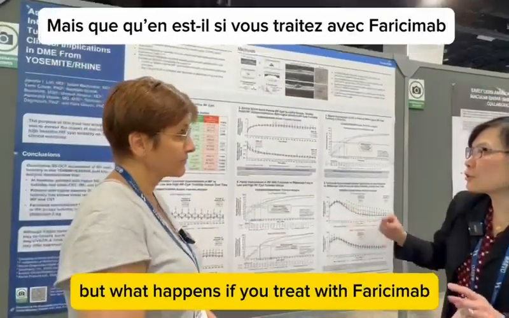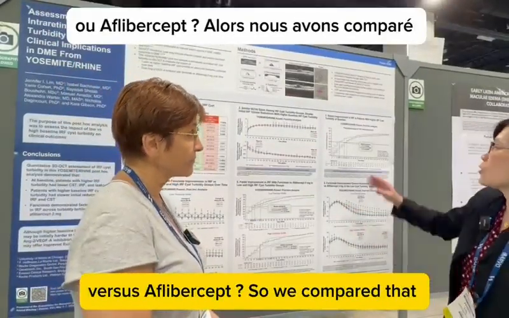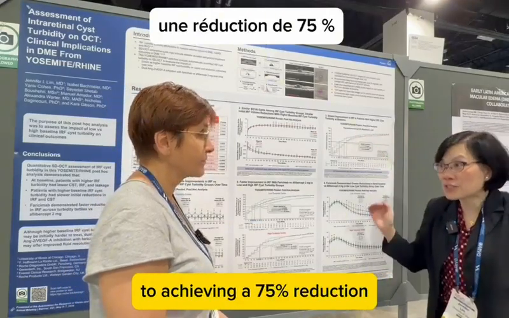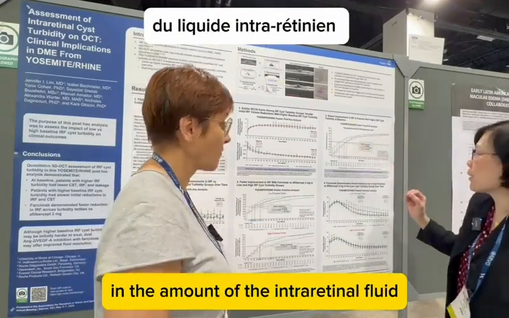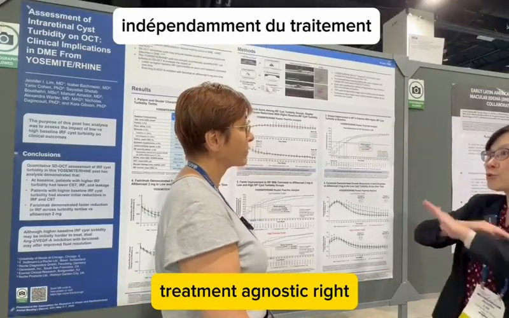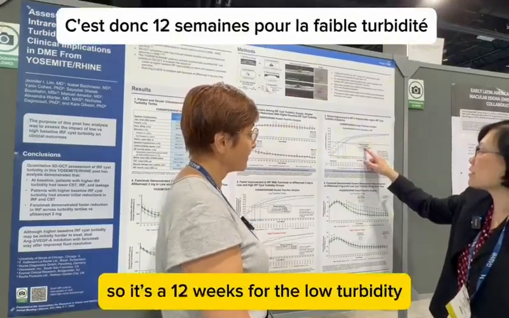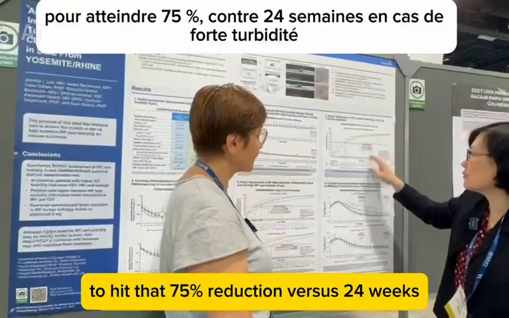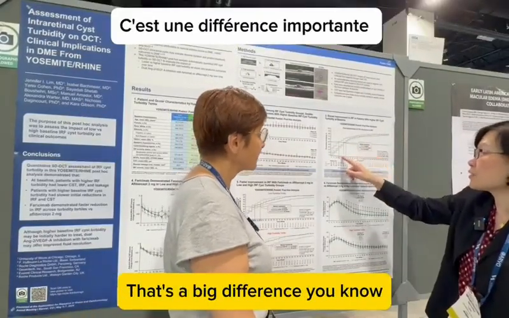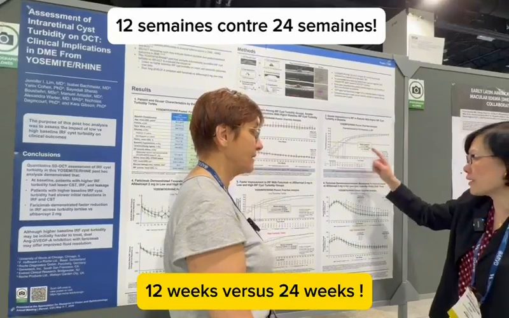what happens if you treat with faricimab versus aflibercept? So we compared that, and we found that the first time to achieving a 75% reduction in the amount of the intraretinal fluid occurred sooner for the low turbidity, treatment agnostic, right? So it was at 12 weeks for the low to hit a 75% reduction versus 24 weeks. That's a big difference, 12 weeks versus 24 weeks.